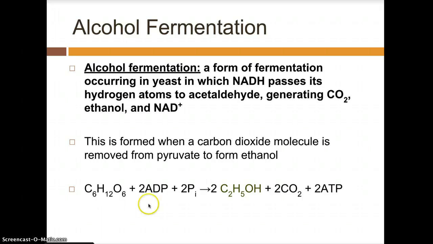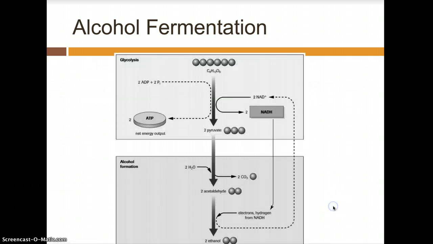We have glucose here. We have investment of 2 ADP and a phosphate group. This is in the glycolysis, remember, okay? And then we have a net reaction product that gives us 2 ethanols, which is this product here, as well as 2 carbon dioxides and 2 ATP produced.